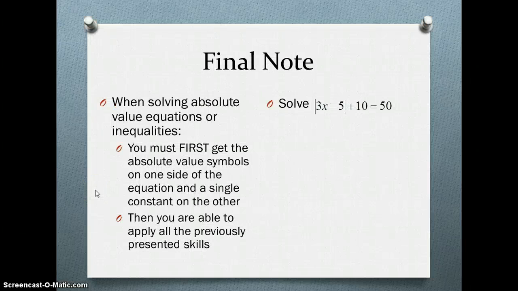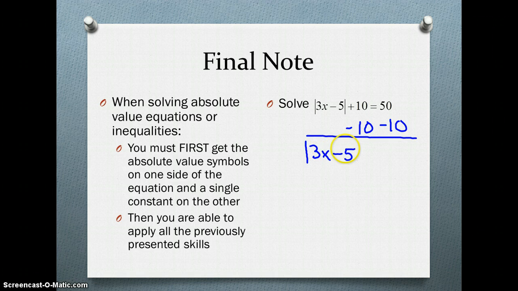And one final note. Whether it's an absolute value equation or inequality, the very first thing that we have to do is to get the absolute value symbol, which in this case is the absolute value of 3x minus 5, I have to get that by itself. So before I can solve it, do anything that we've done, the very first thing I have to do is subtract 10 from both sides. That gives me the absolute value of 3x minus 5 is equal to 40.